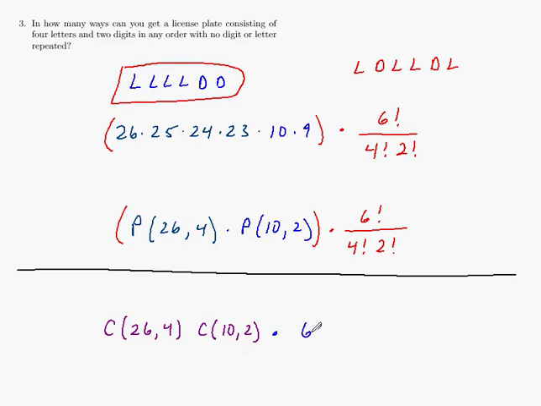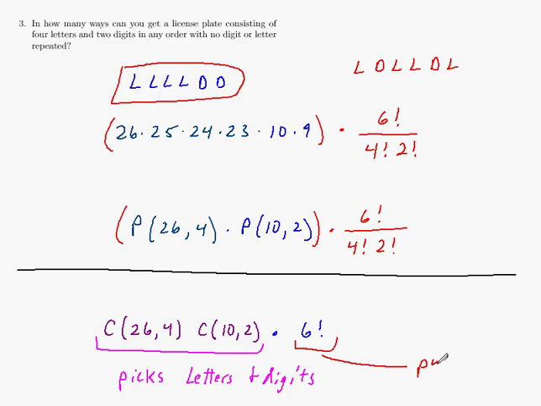So then I take this and I multiply by 6 factorial. The first bit here, in other words, picks the letters, and the digits, and this bit at the end, the 6 factorial, puts it in the row. So in other words, there's 2 ways to solve this problem depending on how you approach the problem.